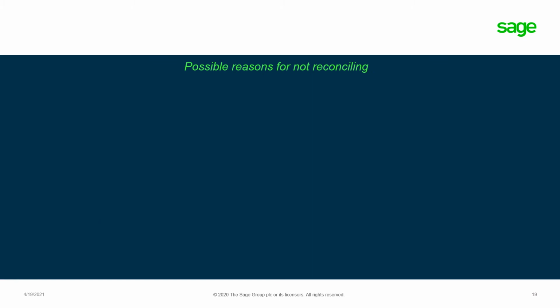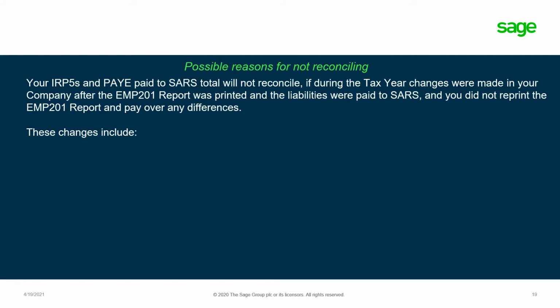Possible reasons for not reconciling. Your IRP5 and pay-as-you-earn paid to SARS totals will not reconcile if during the tax year changes were made in your company after the EMP 201 report was printed and the liabilities were paid to SARS, and you did not reprint your EMP 201 report and pay over any differences.